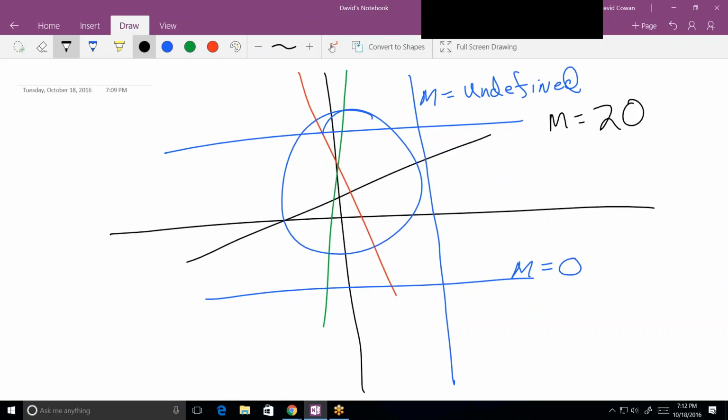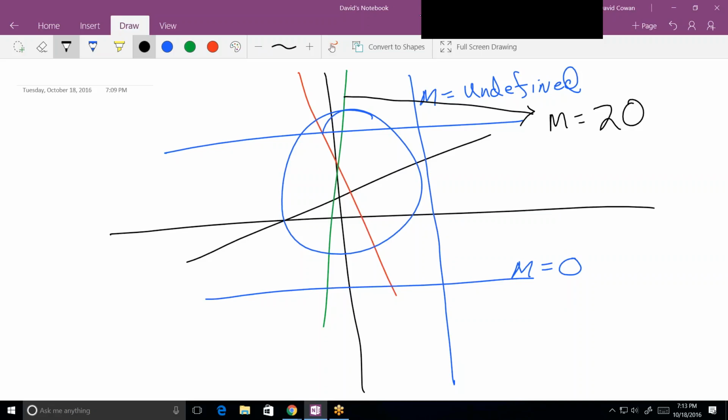Which color line? Black? No, that's flatter than the green, is it not? Isn't the green more vertical? Oh, it is. Steepness has to do with how vertical it is. Okay. So the green line, that easily could be a slope of 20. That's pretty vertical, right?